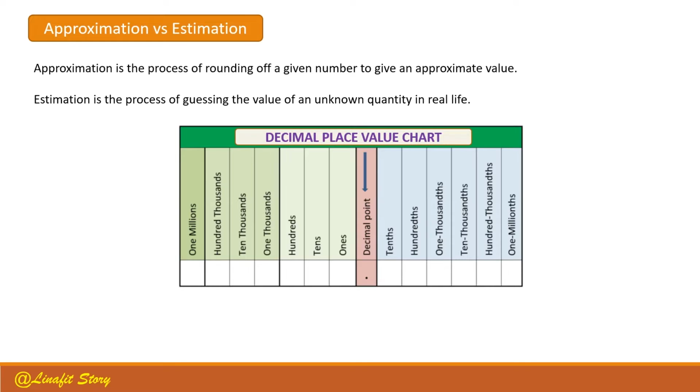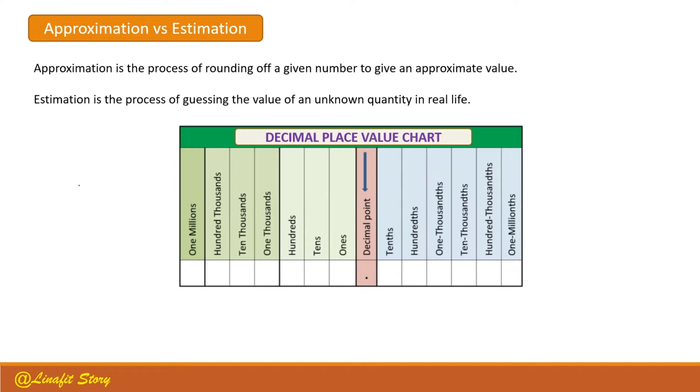Approximation is the process of rounding a given number to give an approximate value. Approximation can be used to quickly decide how many items you can buy with $5, for example. Approximation includes estimation, rounding to powers of 10, decimal places, and significant figures, while estimation is the process of guessing the value of an unknown quantity in real life.